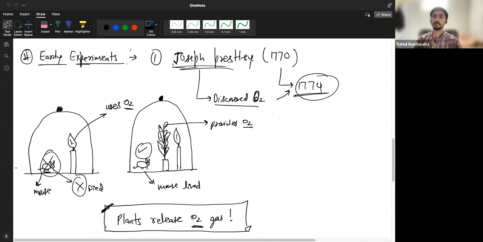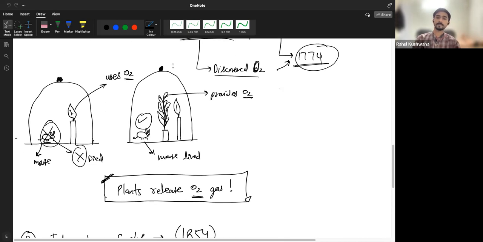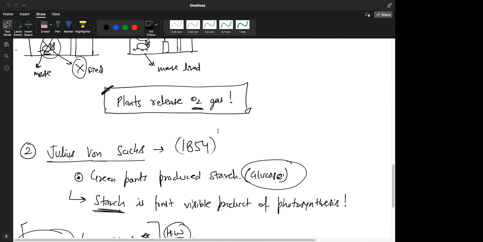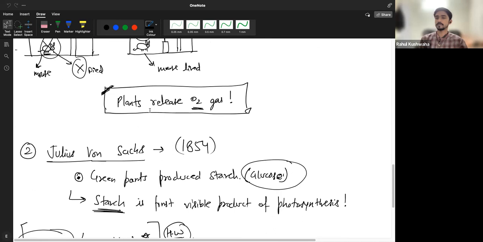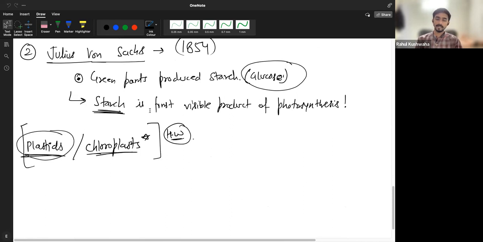Yeah, so it took him 4 years from this observation onwards. So in 1770, he made these observations through these early experiments. And in 1774, he ended up discovering O2, oxygen as an element in the atmosphere as a gas. So it was figured out. So first piece of the puzzle was that plants released oxygen gas. Then came Julius von Sachs. Yes. Continue.